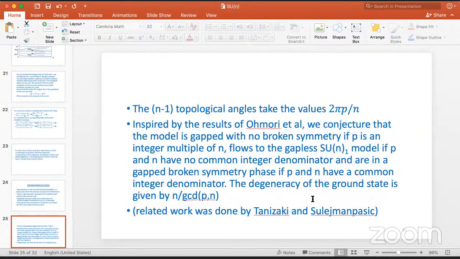And the n-1 topological angles take the values 2 pi p over n. Inspired by results of Ohmori, we conjecture the model is gapped with no broken symmetry if p is an integer multiple of n. It flows to the gapless SUN level 1 model if p and n have no common integer divisor. And it's in a gapped broken symmetry phase if p and n have a common integer divisor. The degeneracy of the ground state is given by n over the greatest common divisor of p and n. Related work was done by Tanizaki and collaborators.